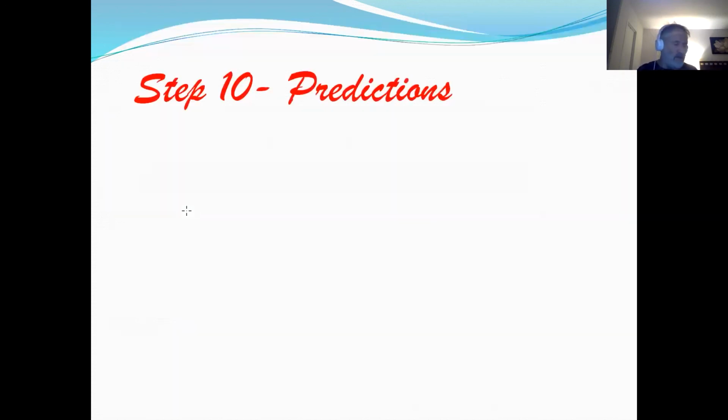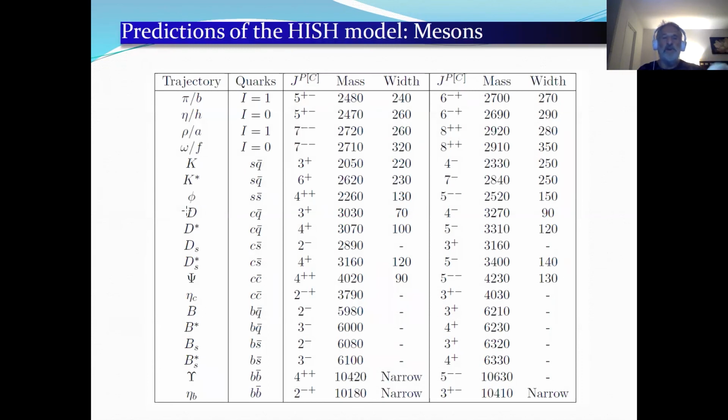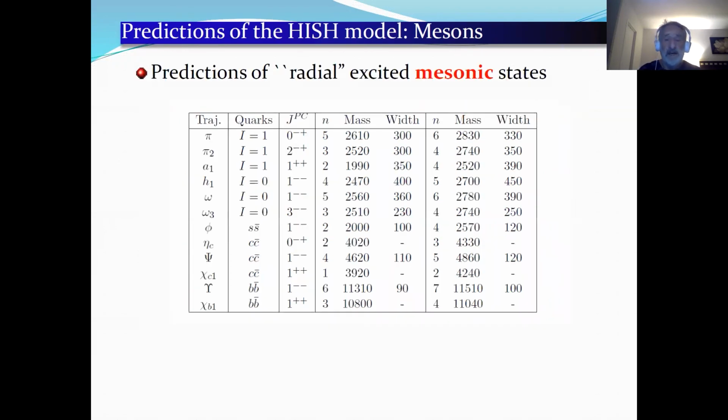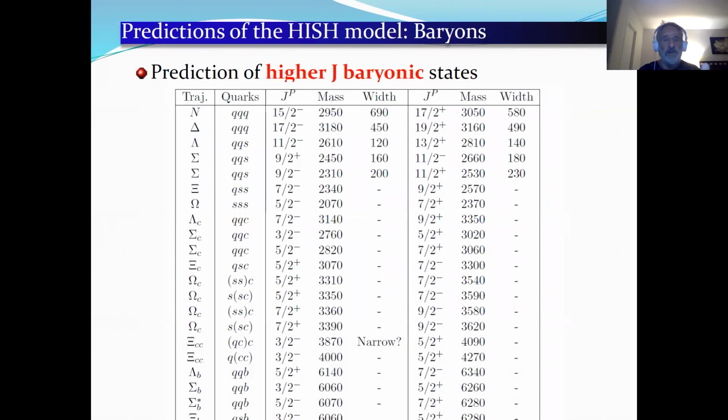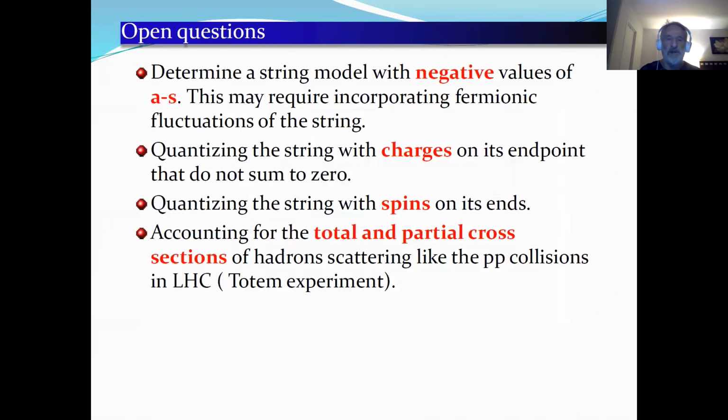Now I'll just show that with the trajectories we can also compute higher states. For instance, the highest one in the pi b trajectory is with 4, so we go to 5, and we compute the mass and the width and so on for many other mesons, also in the radial direction, and also for the baryons, also in the radial direction. And so let me conclude by mentioning several open questions.